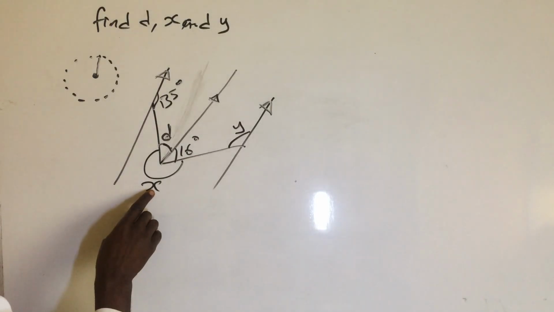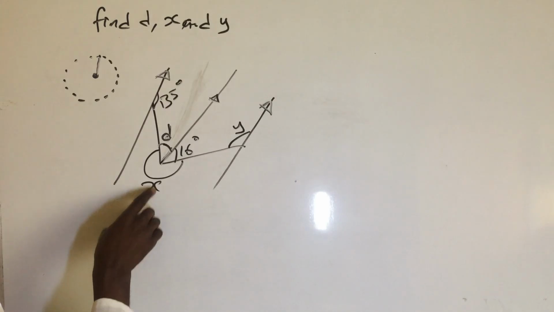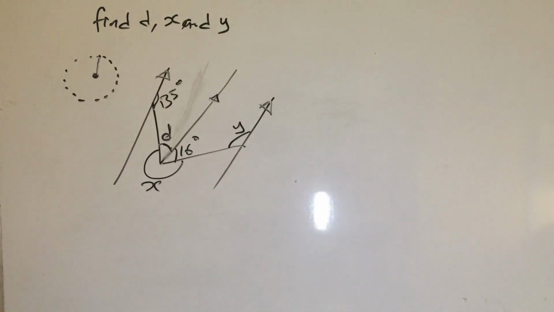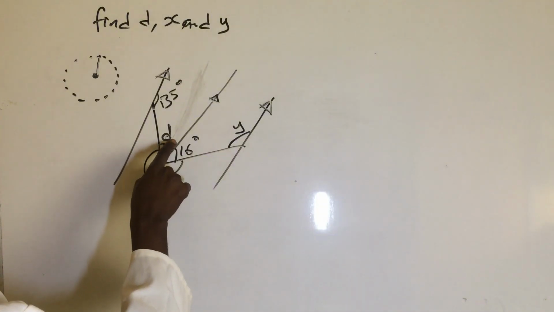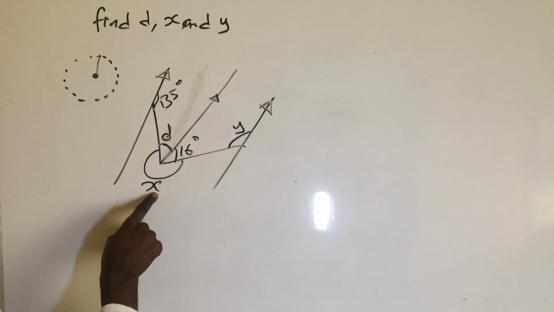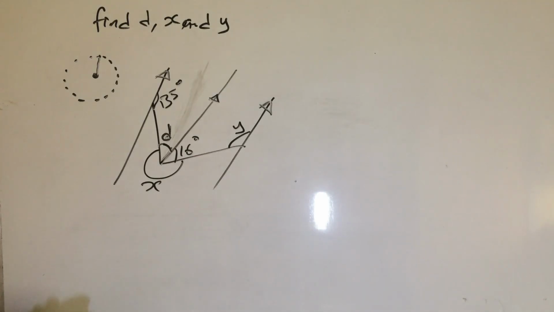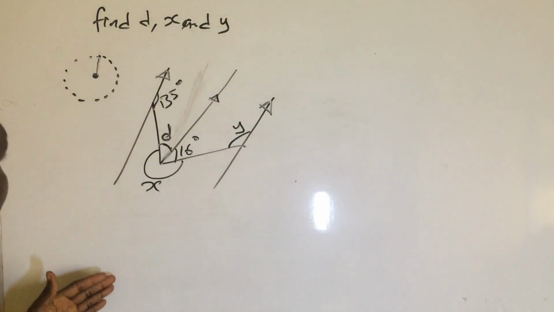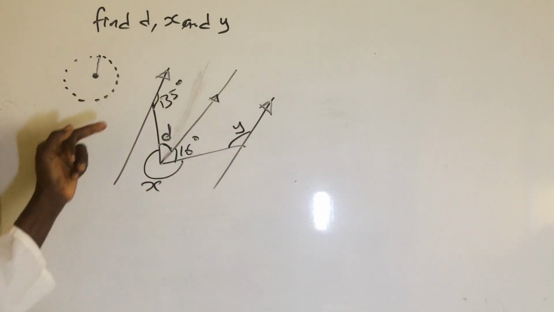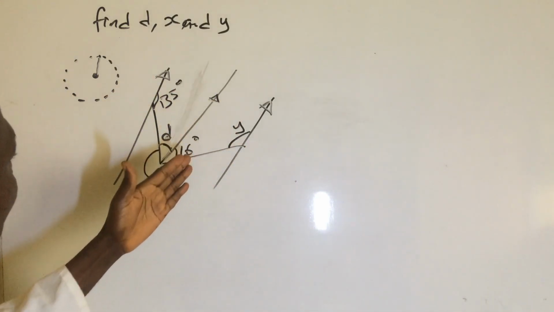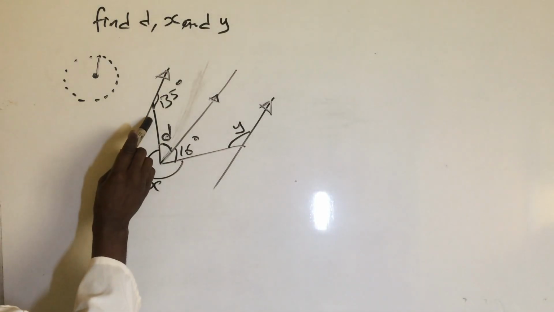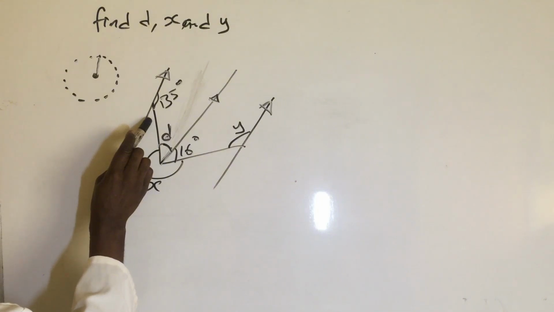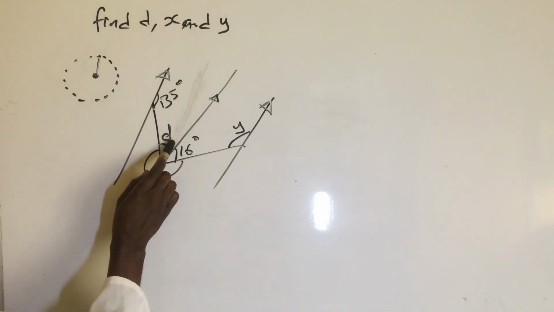Now, we can get X if we know D, okay? The thing we have to do now is to find the value of D first for us to find X. Now, how do you find the value of D here? If you watch the lines, you see that the lines are parallel because there is an arrow showing that the lines are parallel, okay?